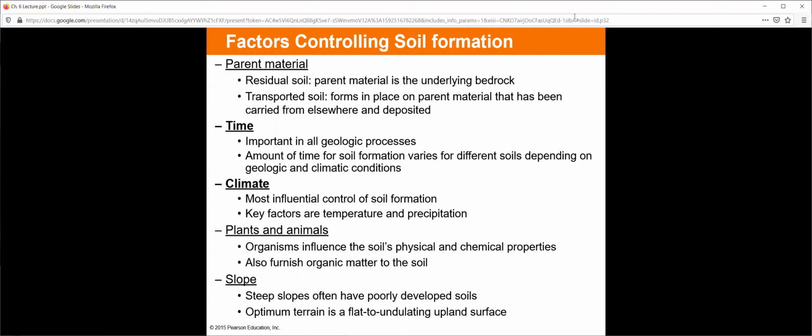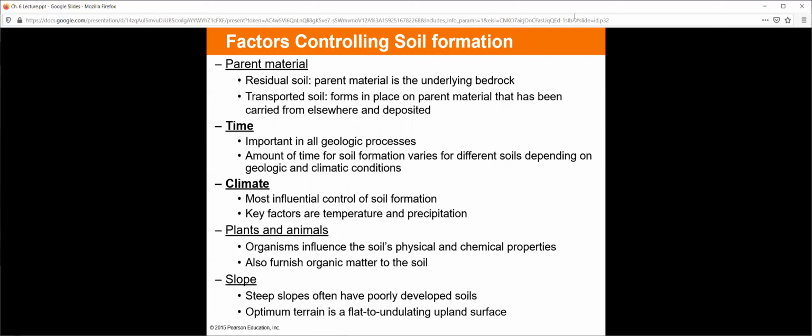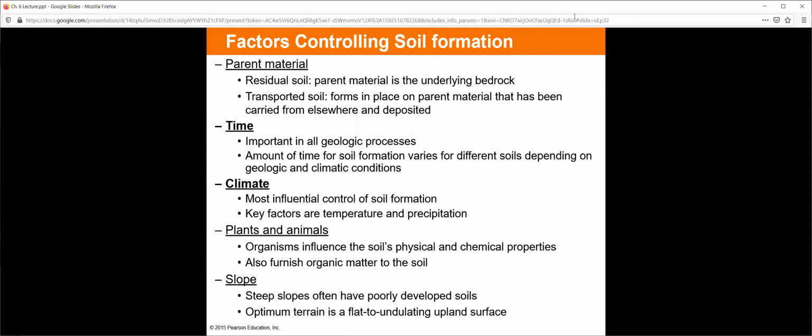Of course, within that time, within that geologic process of time, climate plays a big factor. The more moisture in your environment, the more moisture in your soil, right? More organic matter in your soil. This is why deserts don't have good soil, because they're missing the water and the organic matter components. Whereas breadbasket America contains lots of high quality soils for that reason.